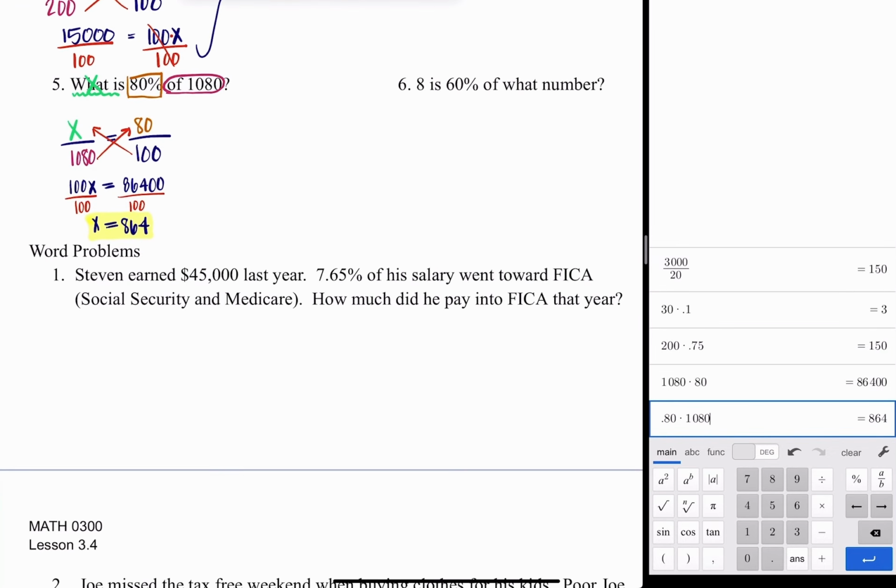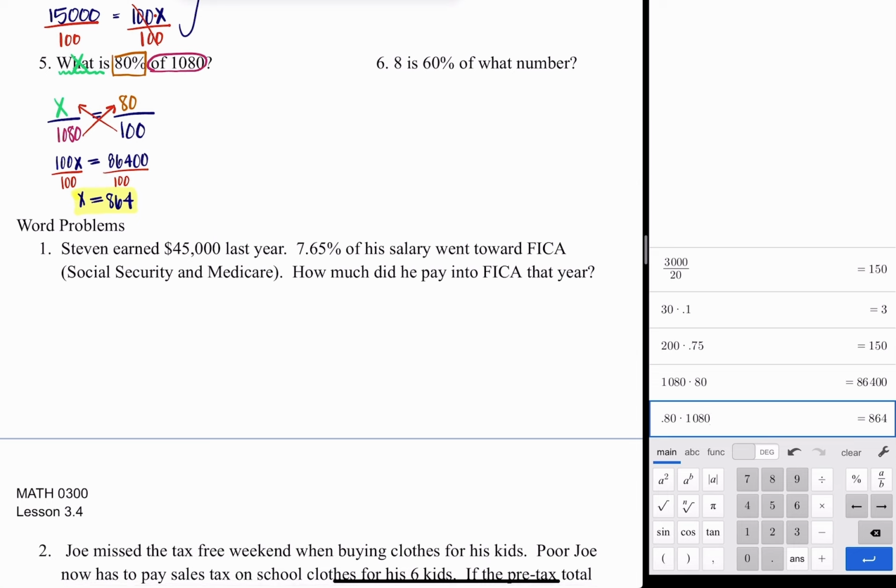So let's run down to some word problems because everybody hates word problems. So let's see if we can make them a little less scary. Stephen earned $45,000 last year. 7.65% of his salary went toward FICA. If you are unfamiliar with FICA, that is money from your salary that gets put into Social Security and Medicare for when you retire, in the event that you actually ever get to retire and not work until you die.